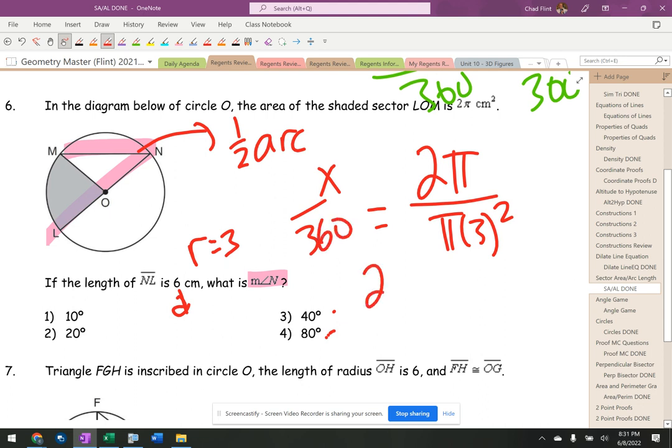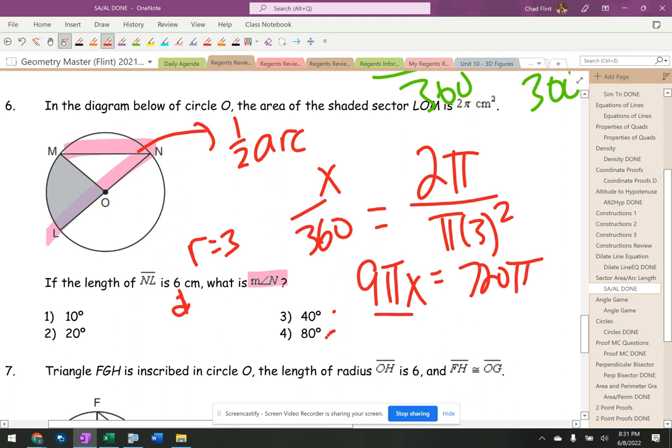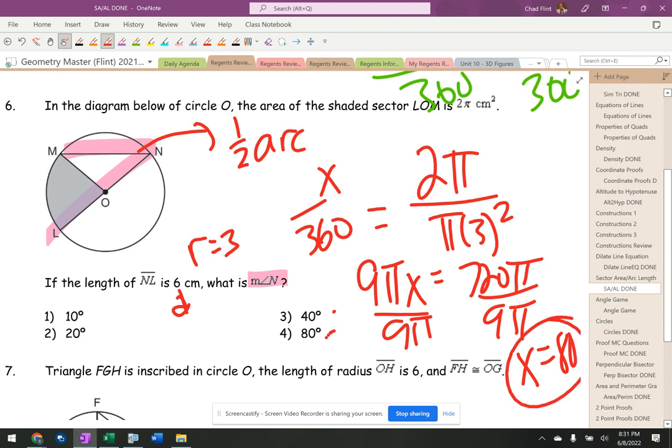I'm not going to get 2 pi x. Pi times 3 squared, I'm going to leave this in terms of pi, is 9 pi. So 9 pi x equals 720 pi. I'm going to divide by 9 pi, and I'm going to get x equals 80 if I put that in the calculator. That means this arc is 80, which means this angle is 40.